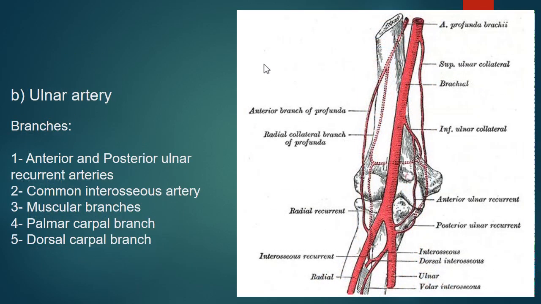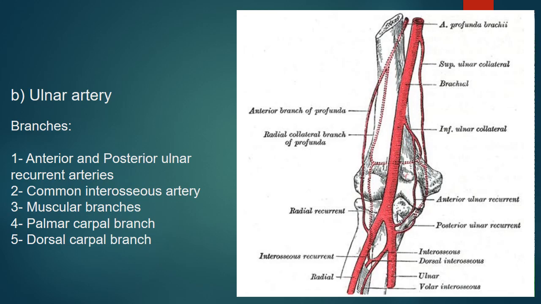Now let's talk about the branches of ulnar artery in the forearm. Here is an image showing the branches of ulnar artery in the forearm. This is brachial artery and this is its bifurcation in the cubital fossa. This is the ulnar artery. The first branches which arise from the ulnar artery are the anterior ulnar recurrent artery, this one, and the posterior ulnar recurrent artery.